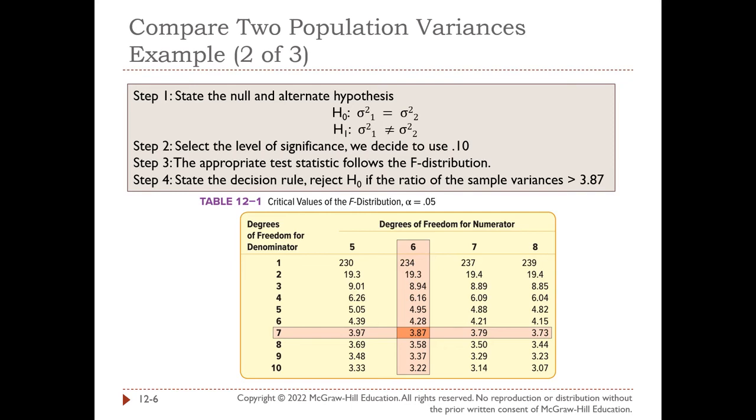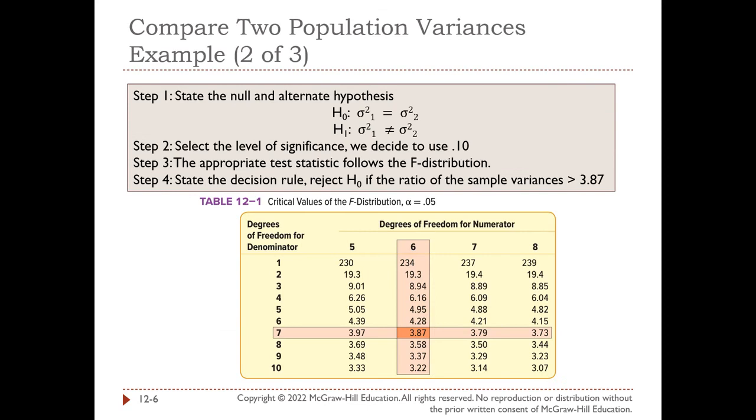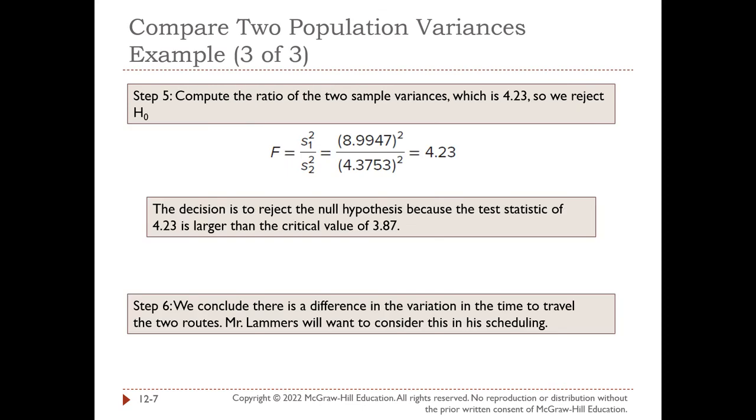So they will want to consider the differences in variations in his scheduling. Basically, right here is where they calculate the actual formula. So, the decision is to reject the null because the test statistic of 4.23 is larger than the critical value of 3.87. They basically don't equal. Now, we conclude there is a difference in the variation in the time to travel the two routes. Mr. Lammers will want to consider this in his scheduling.